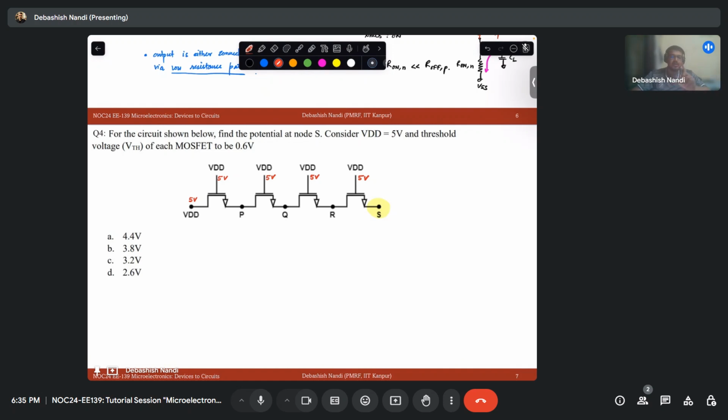So the first thing you need to understand is that to have a potential at node S, all the transistors have to be in the on state. Okay, so that is the first requirement.